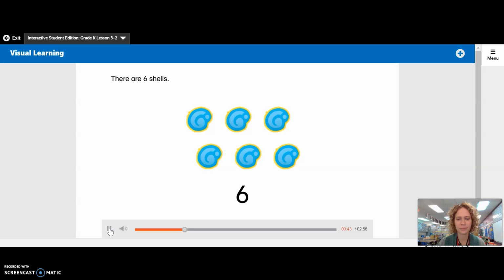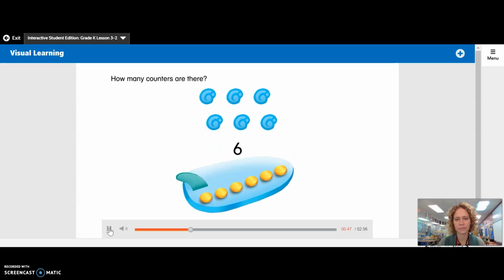There are 6 shells. How many counters are there? There are 6 counters. How is the bottom picture like the top picture? It shows 6. How is the bottom picture different? It shows 6 with counters instead of shells.